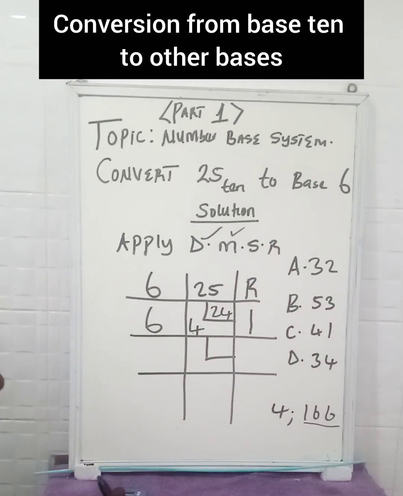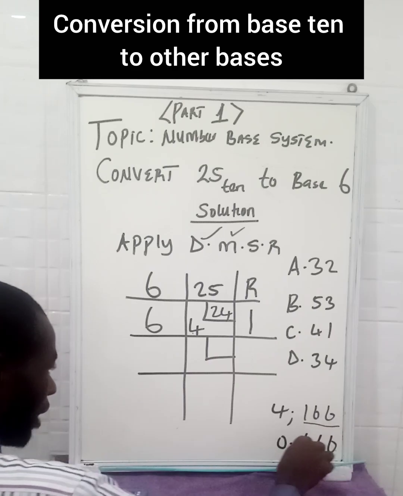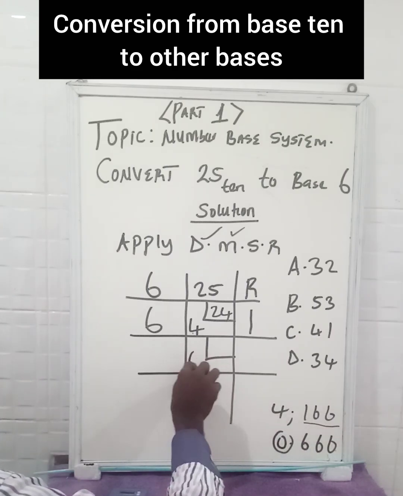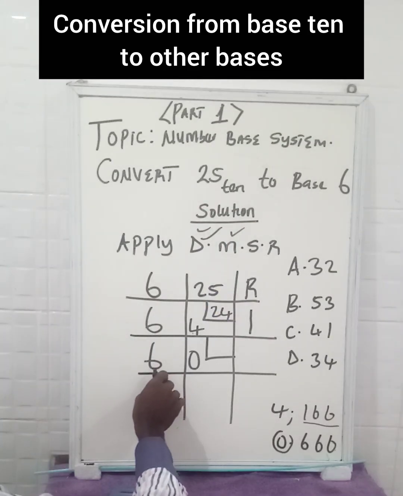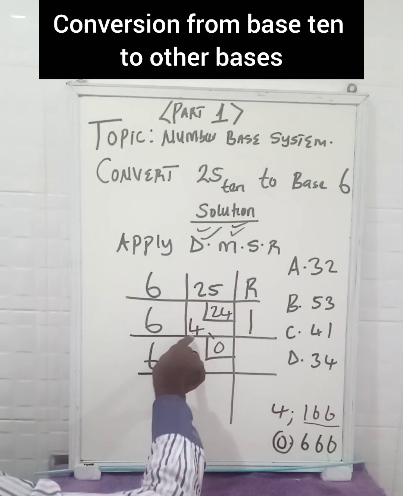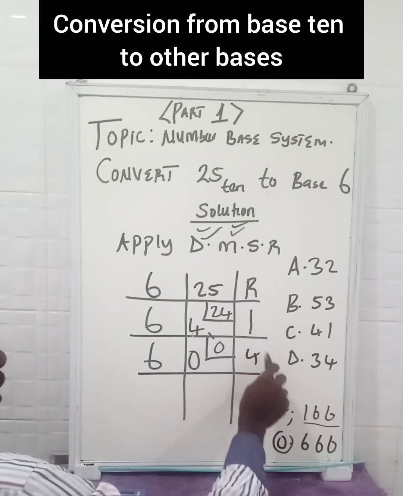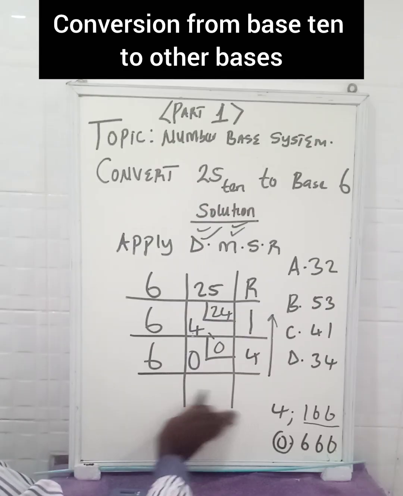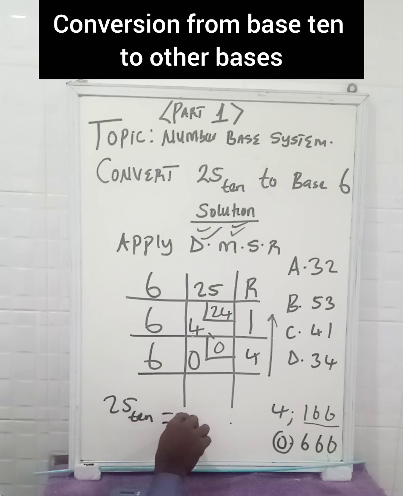Then I'll go further again by saying 4 divided by 6. 4 divided by 6 is going to give me 0.666. I don't have business with it. I'll pick this 0 and put it here. So the next thing, I'll still use it. That means I've already divided for the second time. And I'll say 6 times 0 will give me 0. I've already multiplied. The next, I'll subtract. I'll say 4 minus 0 is equal to 4. Now, when I'm going to record my answer, I'll record from the bottom to the top. So in doing that, I'll now have 25 in base 10 is equal to 41 in base 6.